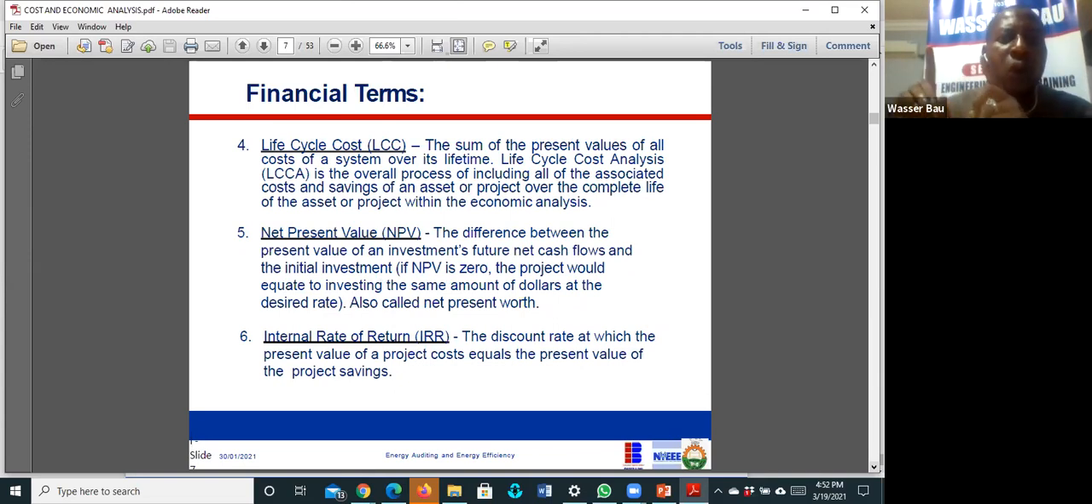The life cycle cost, LCC. It says it's the sum of present value of all costs of a system over its lifetime. Life cycle cost analysis, LCCA, is the overall process of including all of the associated costs and savings of an asset or project over the complete life of that asset or project within the economic analysis. So when I talk about what I'm spending and what I'm gaining in form of a series payment, then I'm considering the life cycle costing analysis.